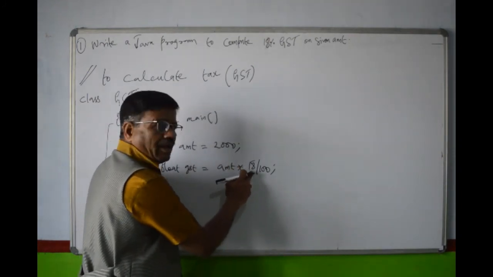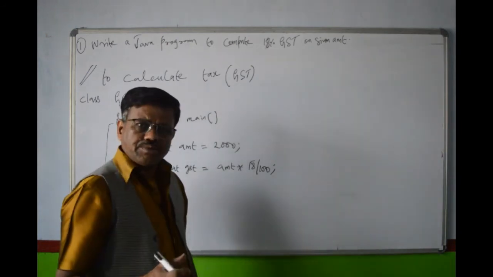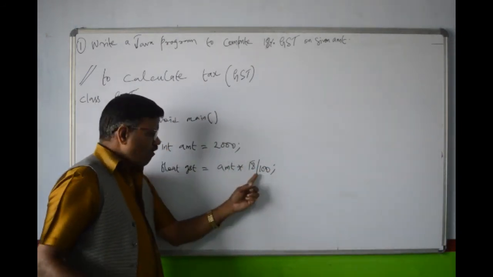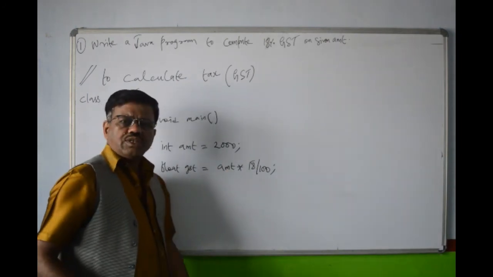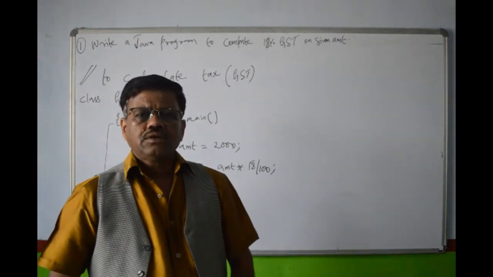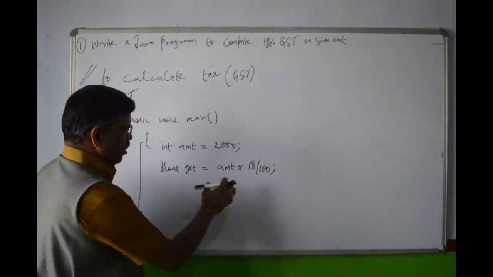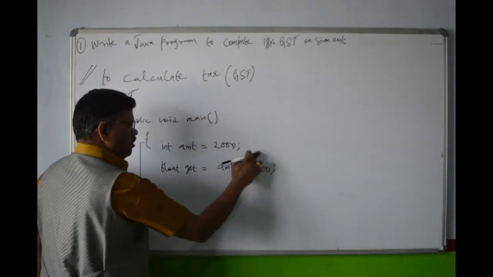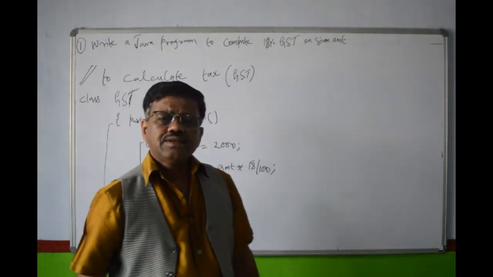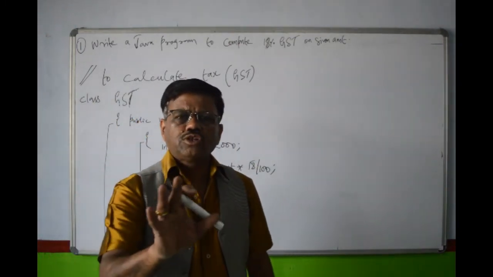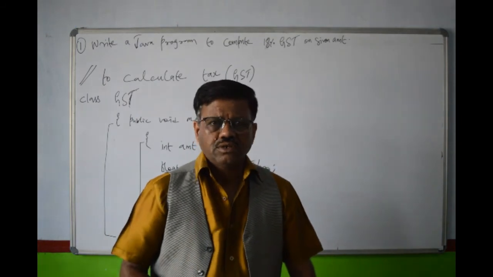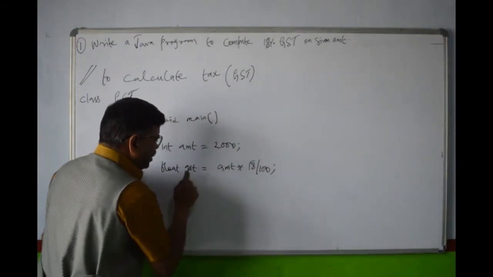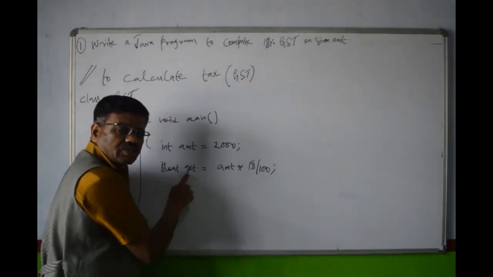It will multiply by 18 by 100. 18 by 100 means 18%. What is the 18% of 2000? Computer will calculate, which will be 360. What will be the amount? It will be 360 rupees. I am not bothered about how you got the 360, sir. Computer will calculate. Whatever the calculated value, that gets stored in GST.